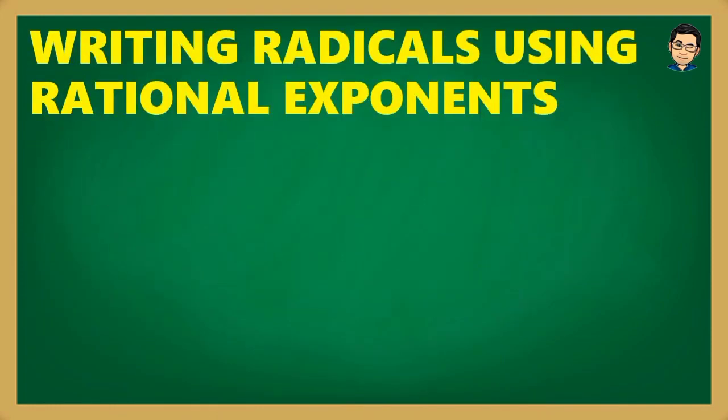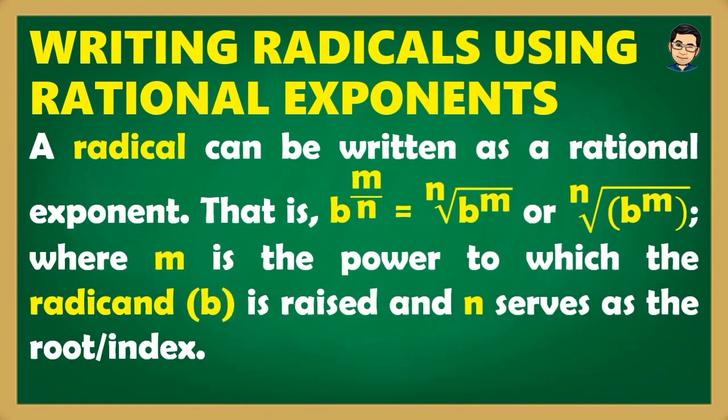Let's now move on to writing radicals using rational exponents. A radical can be written as a rational exponent. Para hindi po kayo malito at magkaroon po kayo ng idea about radical, ito po yung mga may radical sign, yung parang may square root. That is, b raised to m over n is equal to the nth root of b raised to m, where m is the power to which the radicand b is raised and n serves as the root or index.